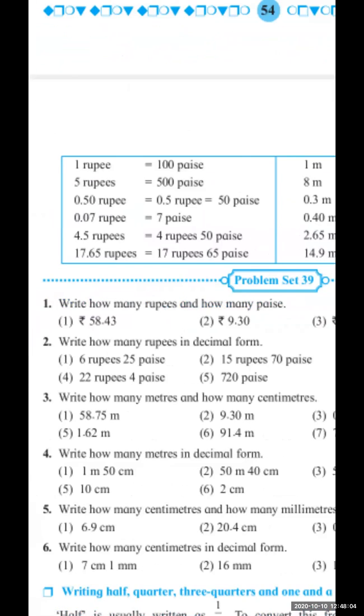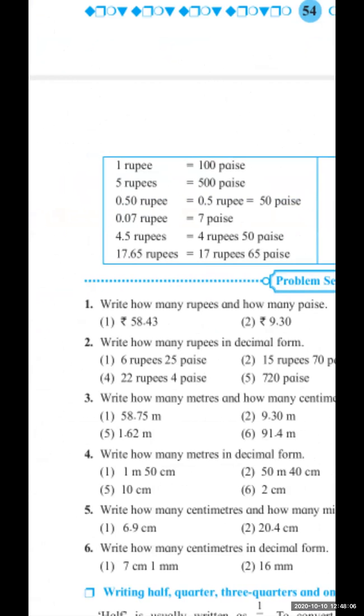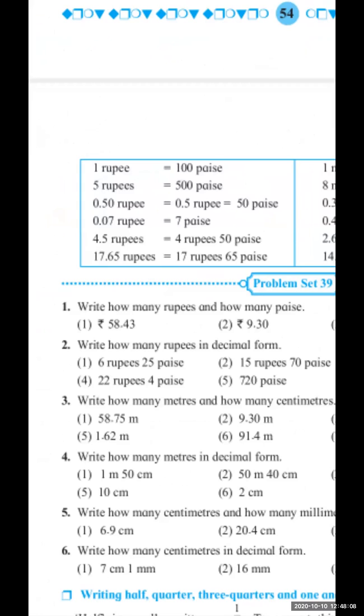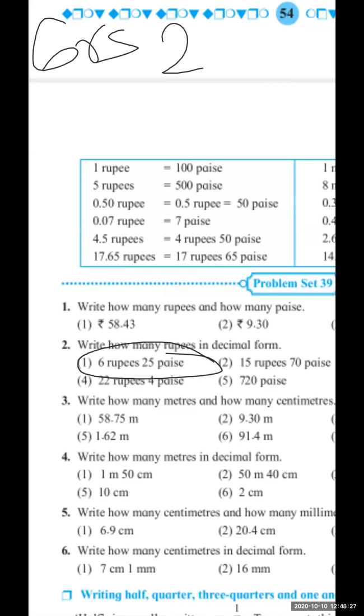Now, question number 2. Write how many rupees in decimal form. Now, the paise are given and rupees are given. We have to write this in a decimal form. तो हमें दिया है 6 rupees. मैं शॉर्टकट लिखती हूँ, आप देखो. First is 6 rupees 25 पैसे. पहले हमें डेसिमल पॉइंट में दिया था, हम लोग ऐसे वर्ड्स में लिख रहे थे.